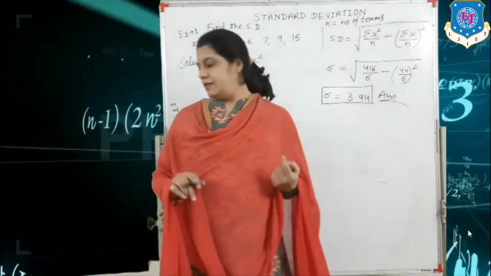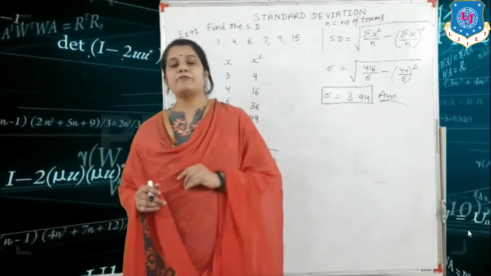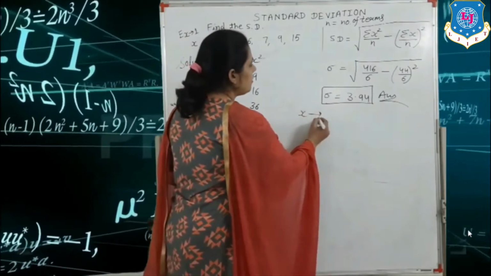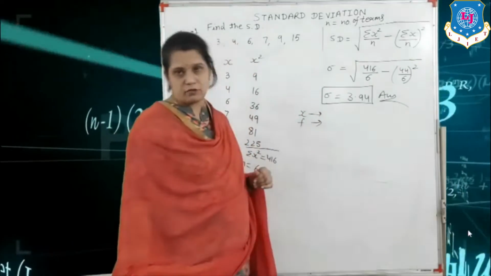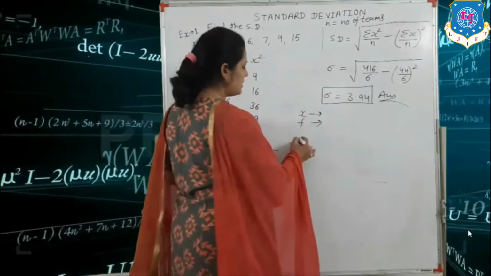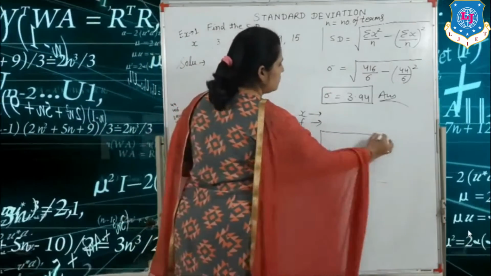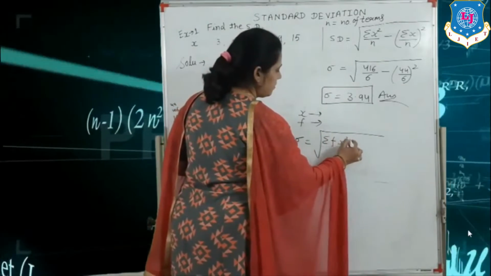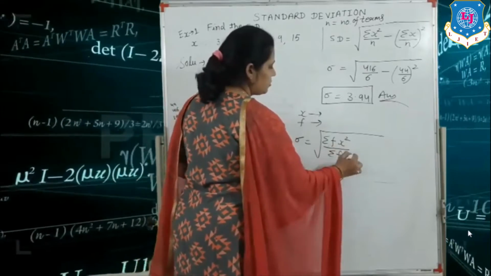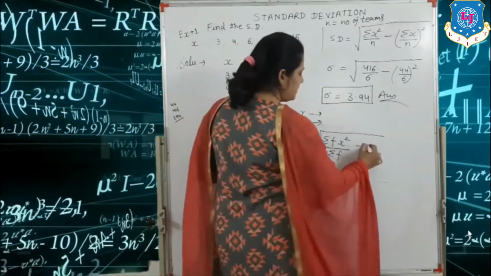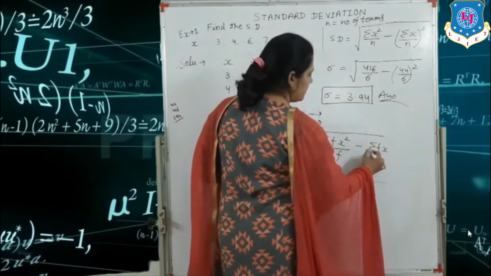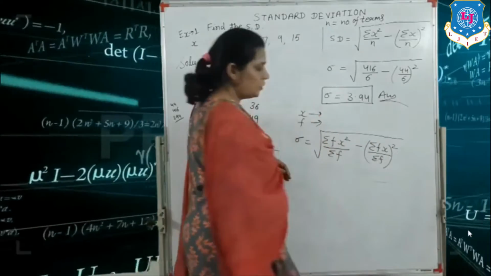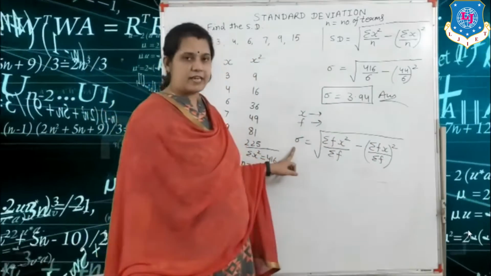For example, if we are given the values of x and f both, what is the formula? That means if we are given the column of x and the column of f, the formula is: standard deviation is equal to the square root of summation f x square divided by summation f, minus summation fx upon summation f, whole square. So this is the formula of the standard deviation.